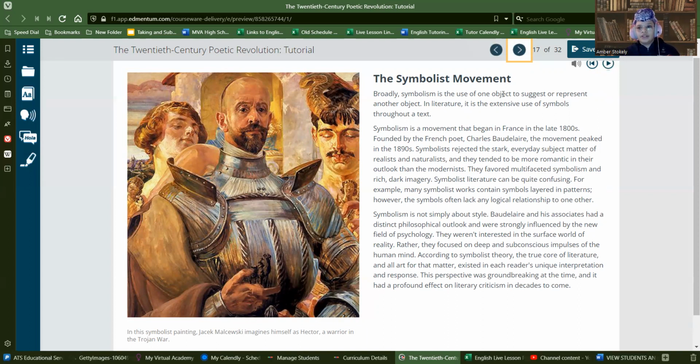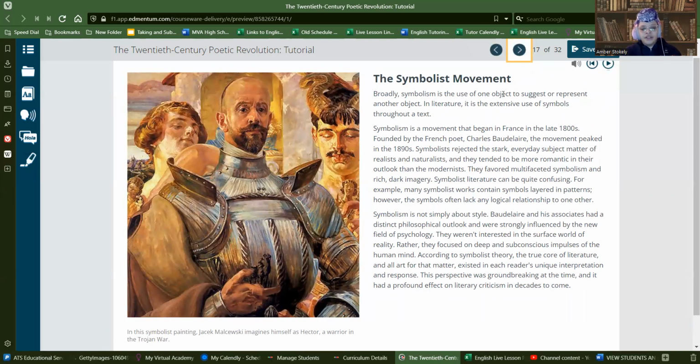All right, so we're on slide 17. And this is the second of the three schools of modernism. This is the symbolist movement. So this one actually has, I think, the shortest explanation. So we'll try to get through this a little quickly.